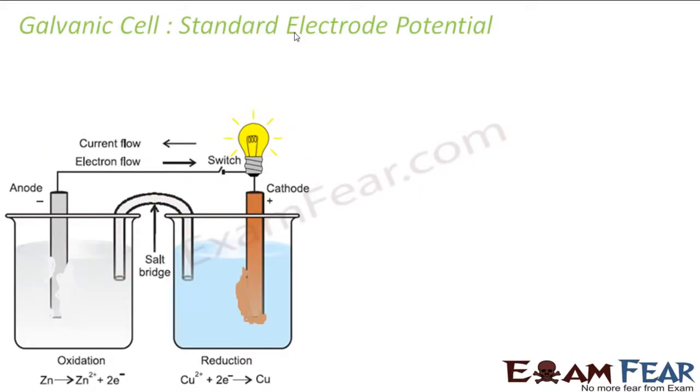Now let's talk about the standard electrode potential. Standard electrode potential of a galvanic cell. To understand the standard electrode potential of the cell, first understand the standard electrode potential of the half cell, because that is more important, and with that only you will get the standard electrode potential of the whole cell. So to understand it, just see this half cell.